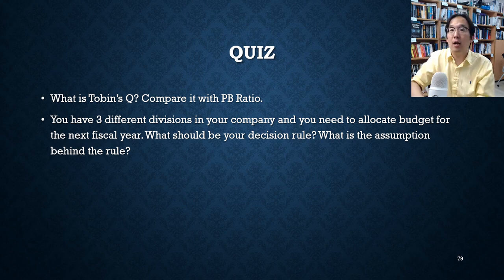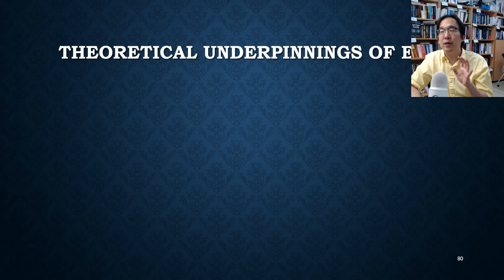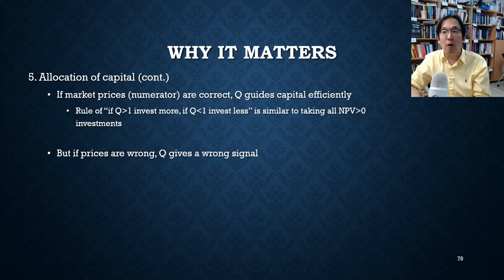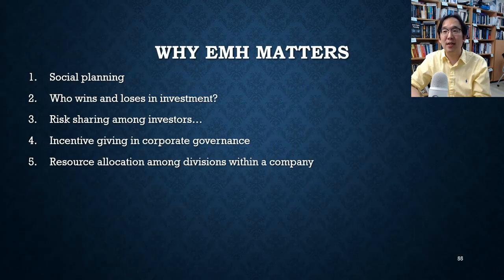I hope you understand all these 5 aspects where the EMH is really important. So this is EMH: the centerpiece of the neoclassical economics, the social planner's perspective, fair game in the market, risk sharing among investors, incentive and governance, and efficient resource allocation among divisions. All 5 aspects tell us that EMH is very, very, very important. If this breaks down, the economic theories start to crumble.